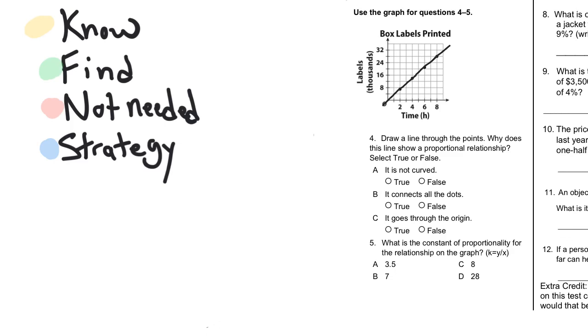You can also take a piece of paper and line them up if you want to get a perfectly straight line. But let's go through these one at a time. It is not curved. True or false? Well, mine looks slightly, but no. This looks like it goes perfectly through. So that's true. All right. It connects all the dots. Well, yeah, all the dots are connected.